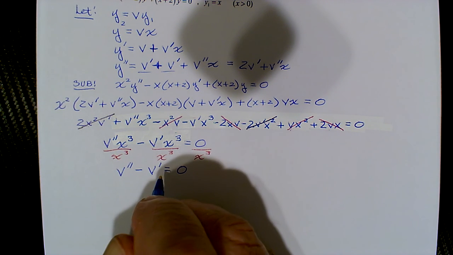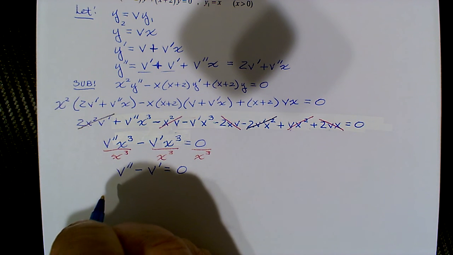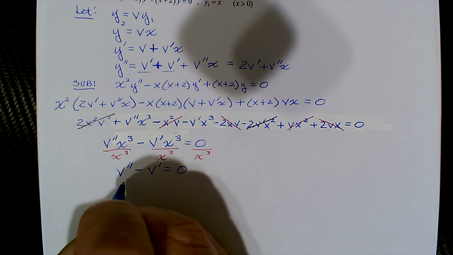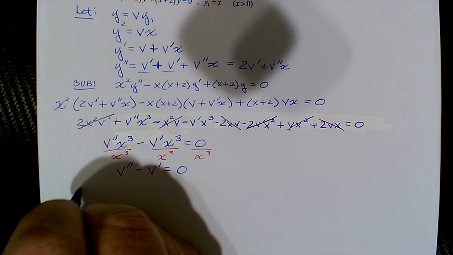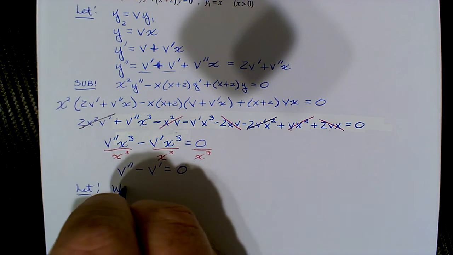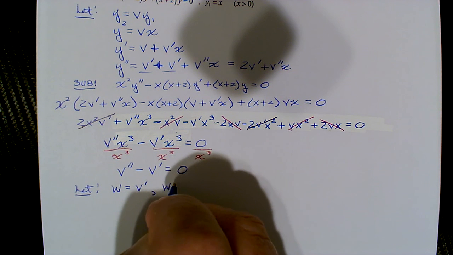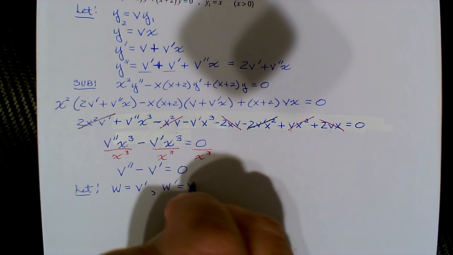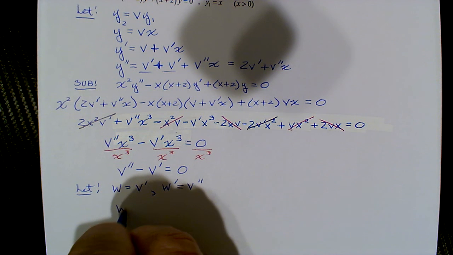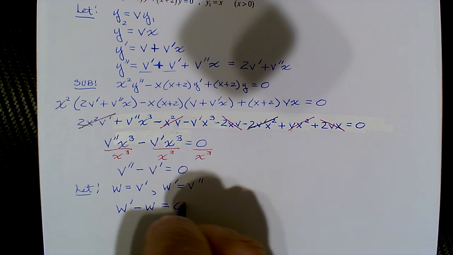So note how we have reduced the order. Well, now we're ready to reduce the order, I'm sorry, because there's no longer a v. So if we let w equal v prime, we know that w prime would be v double prime. So substituting, we'd have w prime minus w equaling 0.